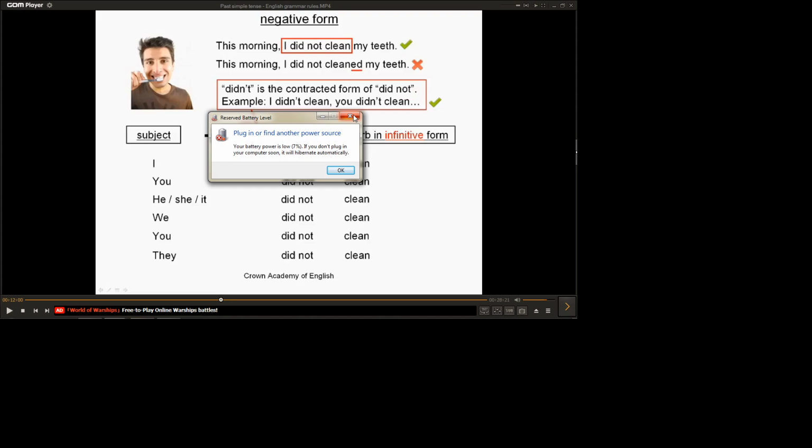Did I close? Did you close? Did he, she, it close? Did we close? Did you close? Did they close? So did, the subject, and again the verb in the infinitive form. So the important word is did at the beginning of the sentence, the subject, and the verb in the infinitive form.